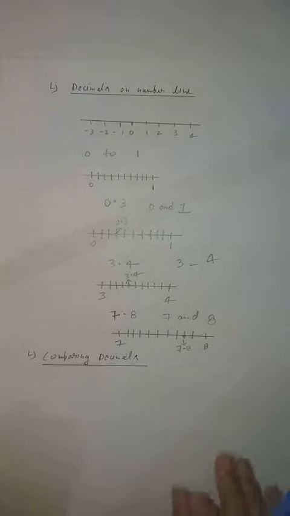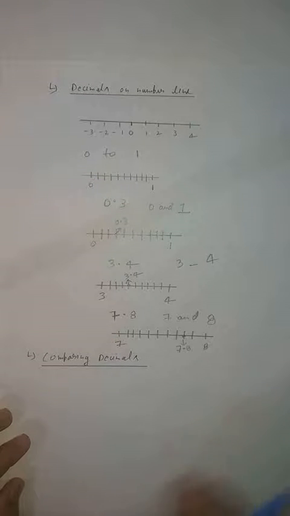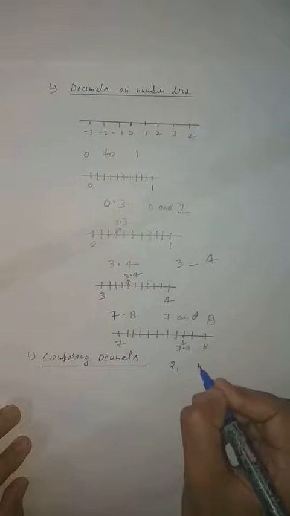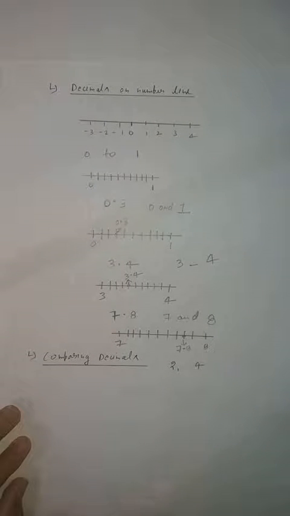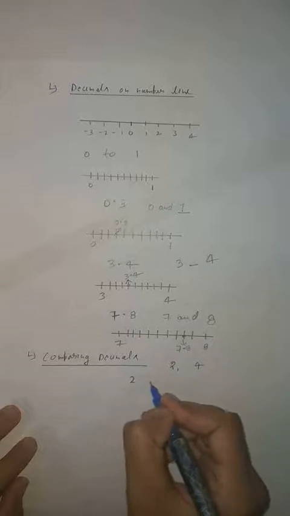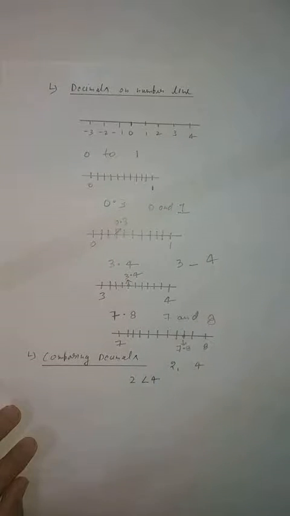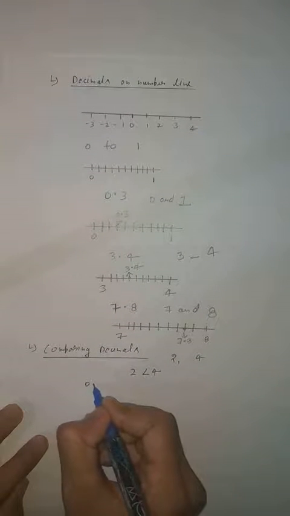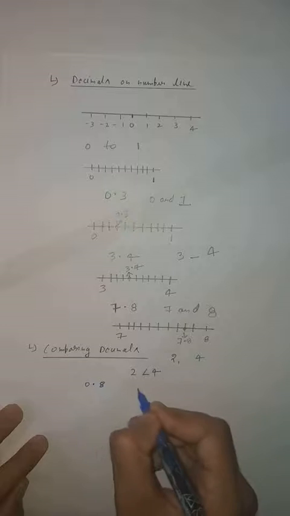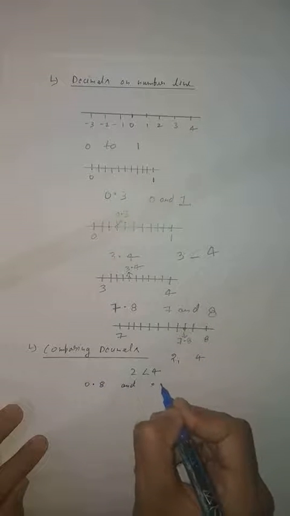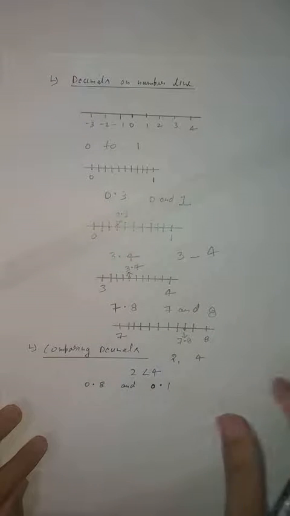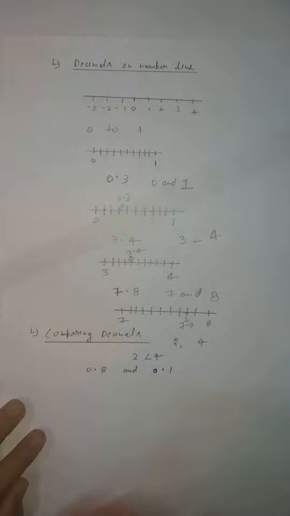Clear, students? Now student, our next topic is comparing decimals. Now you know what comparing decimals is. For example, if 2 and 4 are given, now I want to know which one is greater. So you will say easily, sir, 4 is greater than 2. Clear, student? But this is about integers, natural numbers. But if it is given 0.8 and 0.1, you can take any other example. Again, after this I will also take another example. This is the first example. If you have to compare 0.8 and 0.1, clear?